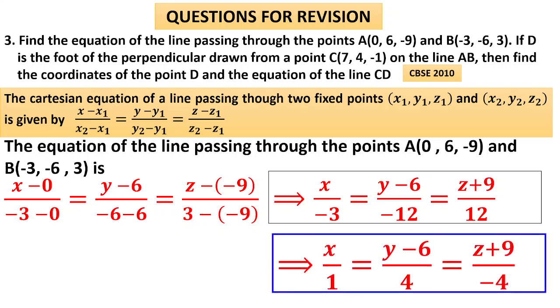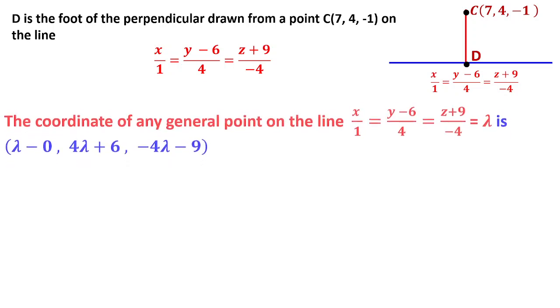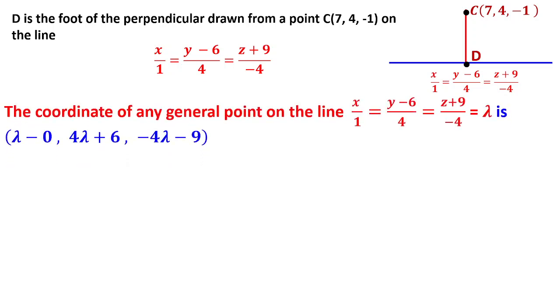Well, therefore this simply gives you x upon 1 is equal to y minus 6 upon 4 is equal to z plus 9 by minus 4, because you can simplify it, because they are all direction ratios. You can divide all the direction ratios by minus 3, and it will become 1, 4 and minus 4. Good. Therefore we got this equation now. We are assuming that D is the foot of the perpendicular. Step number 1, get a general point on it, equate it to lambda.